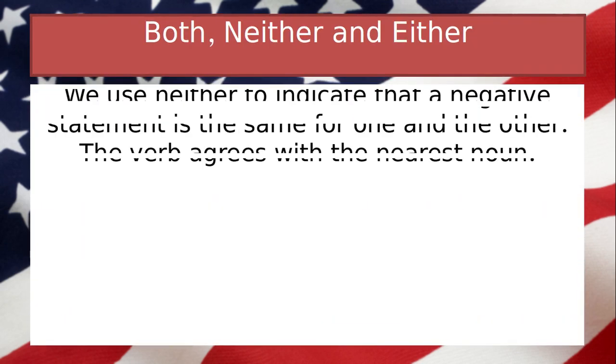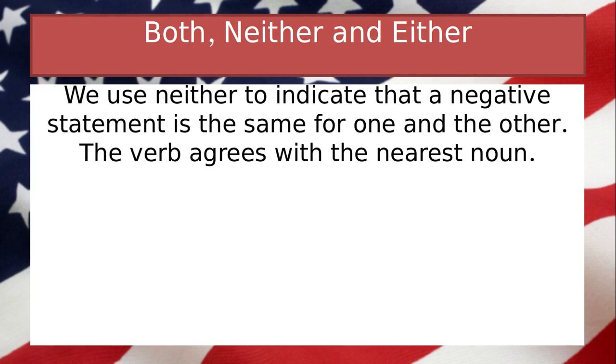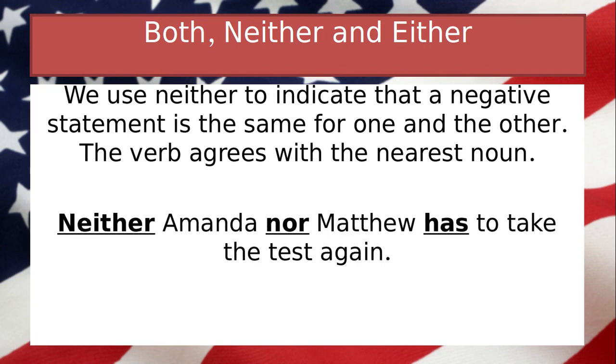Now, let's take a look at neither. We use neither to indicate that a negative statement is the same for one and the other. The verb agrees with the nearest noun. So neither Amanda nor Matthew has to take the test again. I'm talking about a negative thing, and two people have this characteristic in common, so we use neither nor. Pay attention that we conjugate the verb according to the nearest noun.